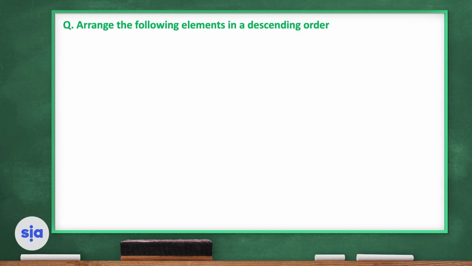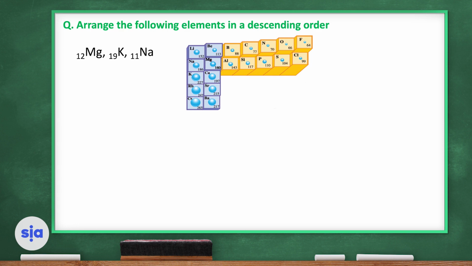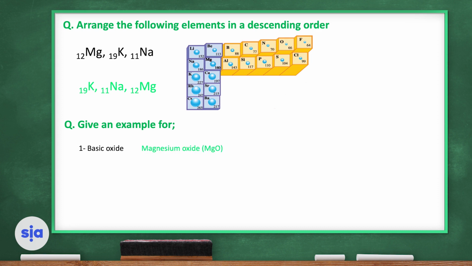Now try to arrange the following elements in a descending order. Magnesium, potassium, sodium. Yes, potassium first, sodium, and then magnesium. This is according to their reactivity. Give an example for basic oxide. Yes, magnesium oxide is an example for a basic oxide. Polar covalent compound. The most popular example is water.